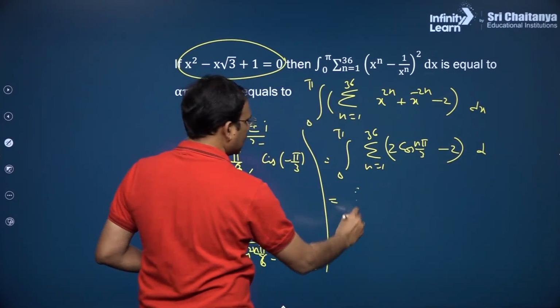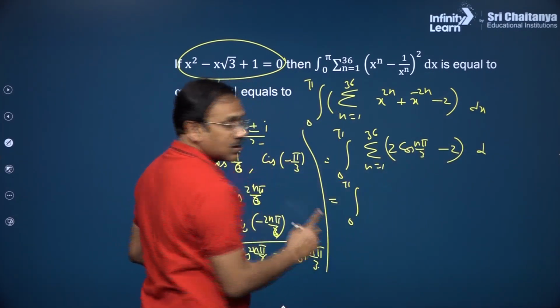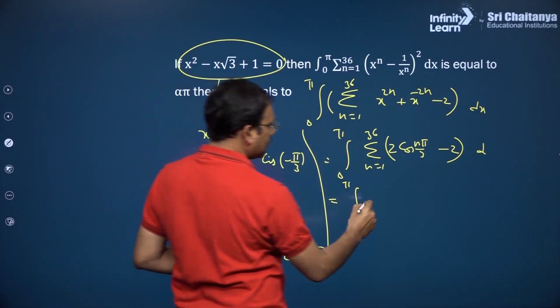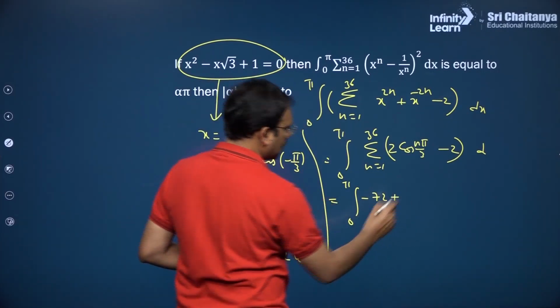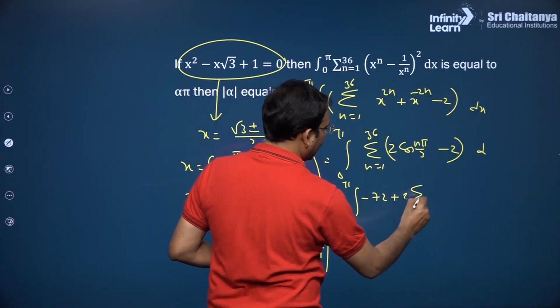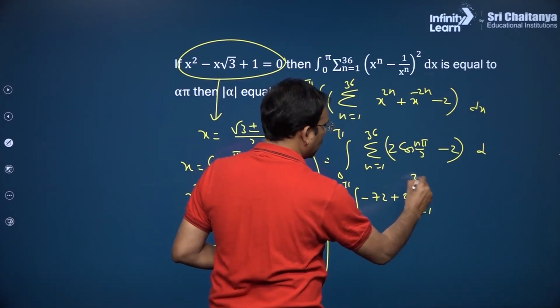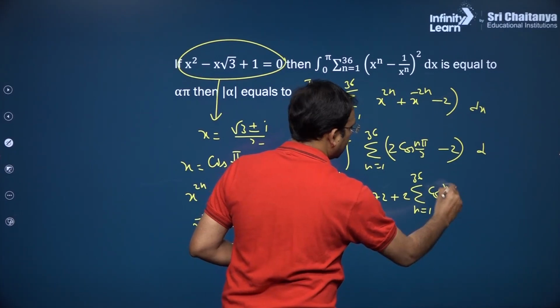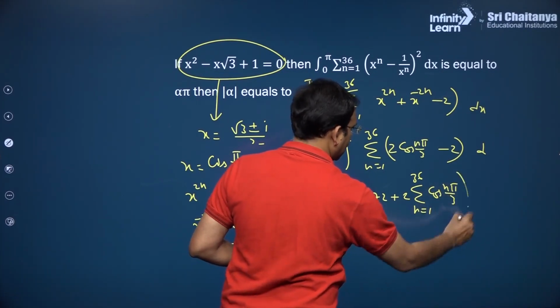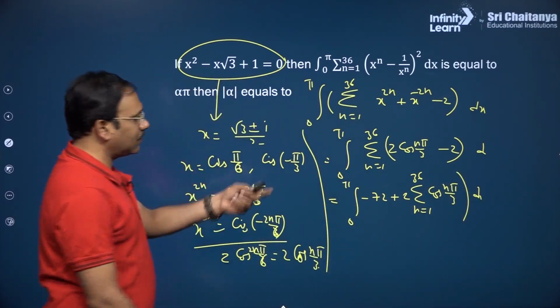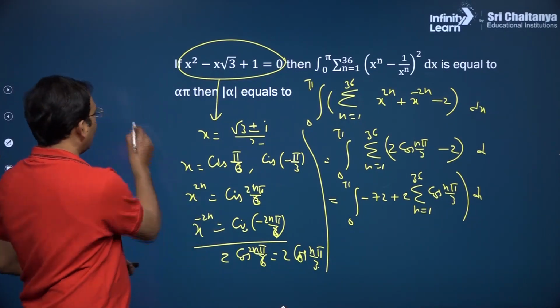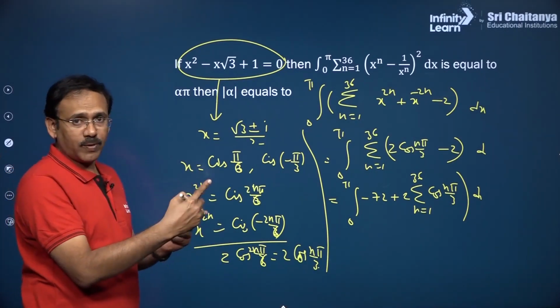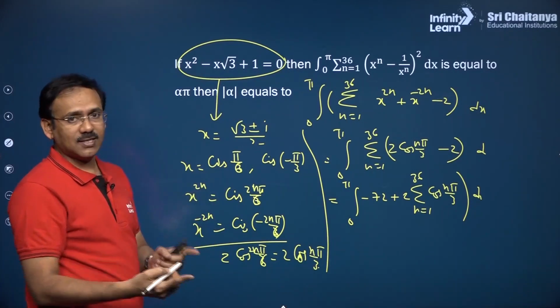One thing, my dear friends: the integral from 0 to pi of minus 2 will be added 36 times, minus 72. Plus 2 can be written as the sum over n equal to 1 to 36 of cos(n pi by 3) dx. Now let us take up this part separately. For n equal to 1, cos(pi by 3) plus cos(2 pi by 3) plus cos(3 pi by 3), like that 36 terms.